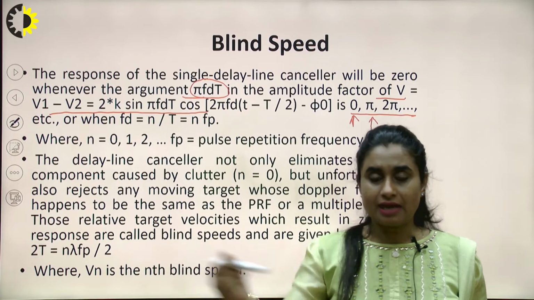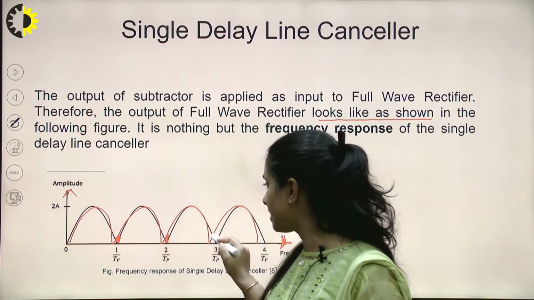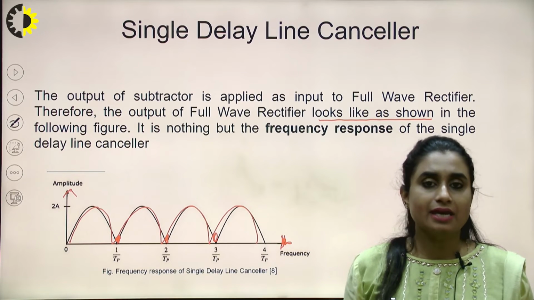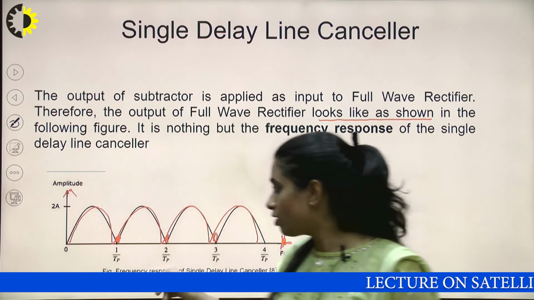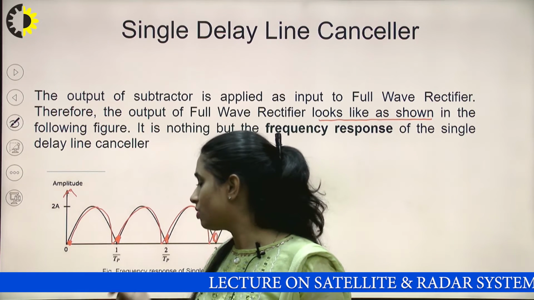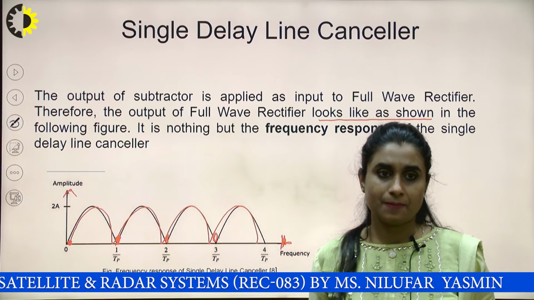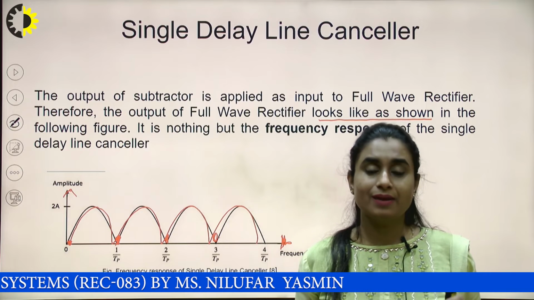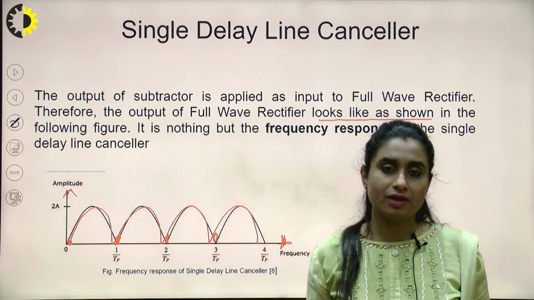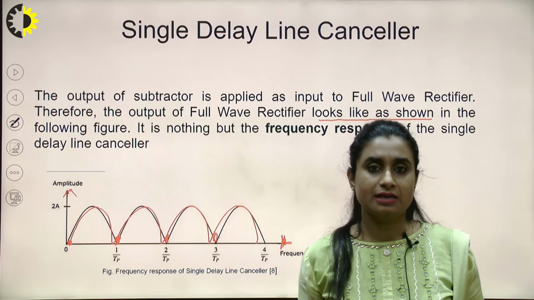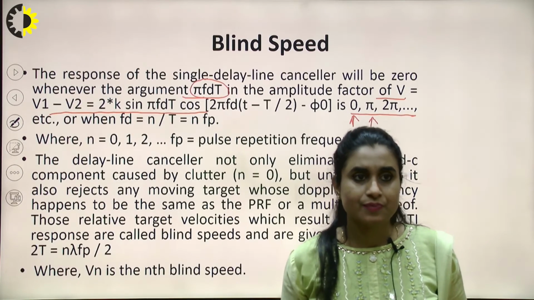Here, if any target is moving and appears at these points, then my radar is not capable of detecting those targets. These are my blind speeds. And where do I obtain these blind speeds? At angle 0, at angle pi, at 2 pi, 3 pi, at every integer multiple of pi, right? So when the response of my delay line canceller is 0, that is the point. If some target is approaching us or moving away, we are not able to identify it. So that is because of the blind speed, right?